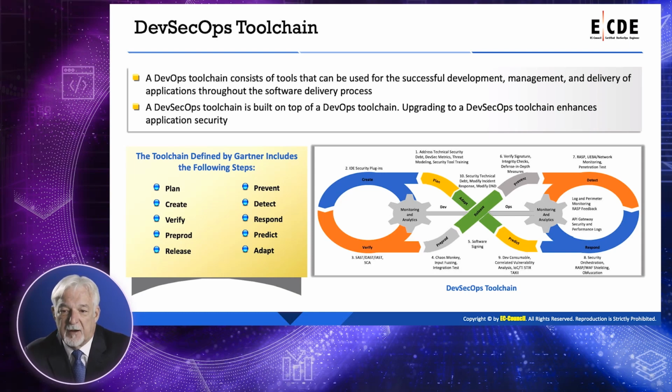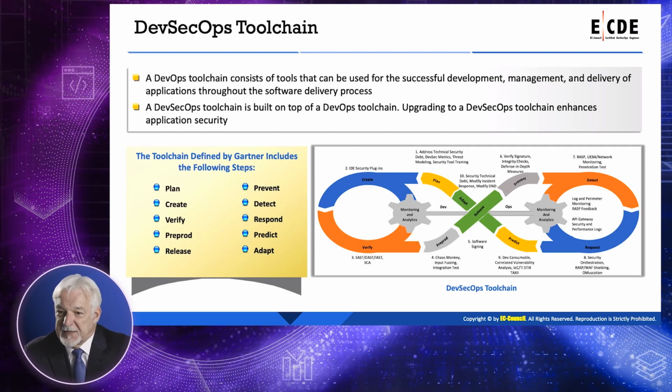In the pre-prod environment, we look at trying to do some integration testing and some user interface testing, even using Chaos Monkey input and fuzzing. We have the release, which gets into the software signing.